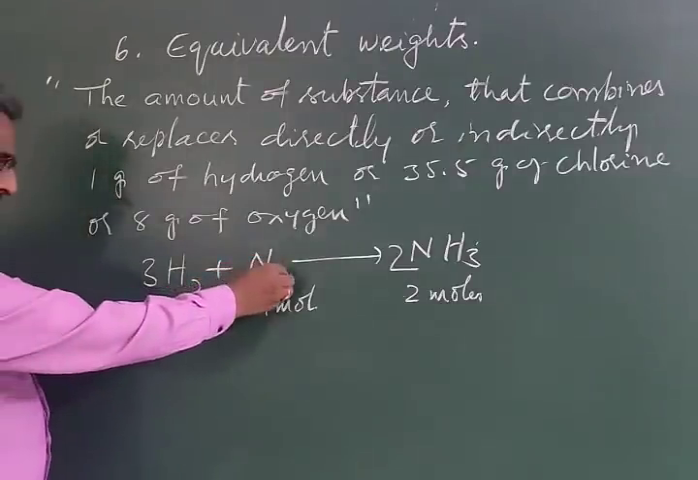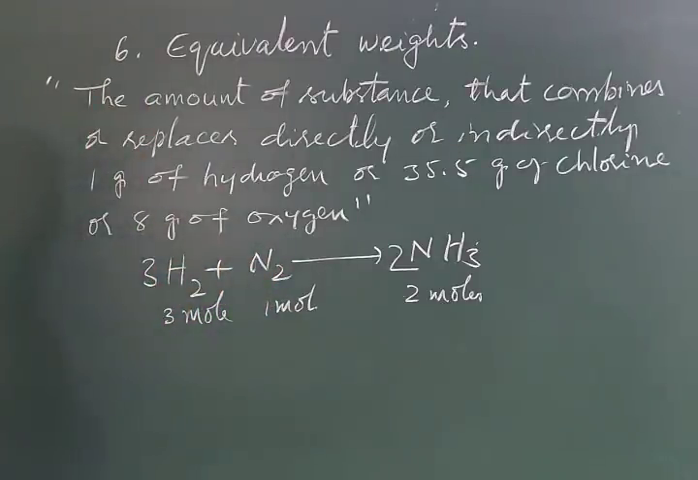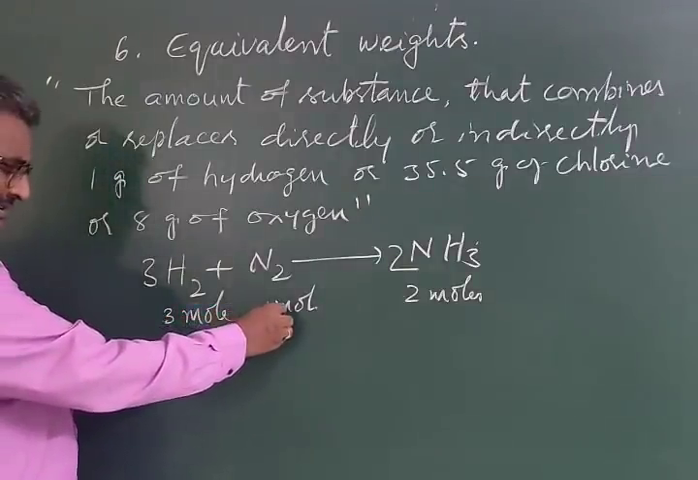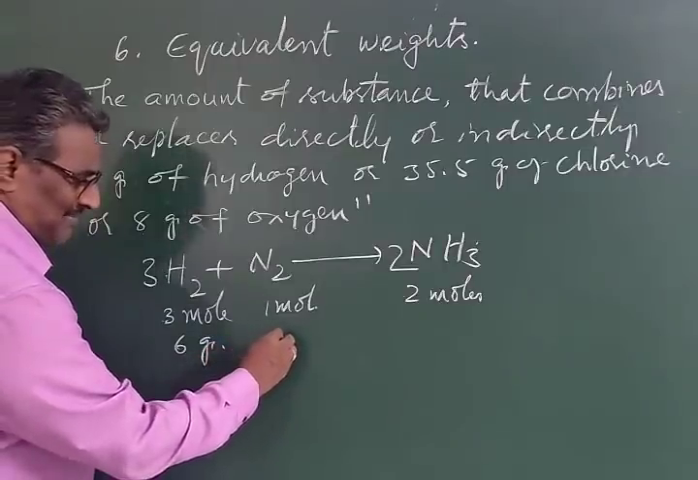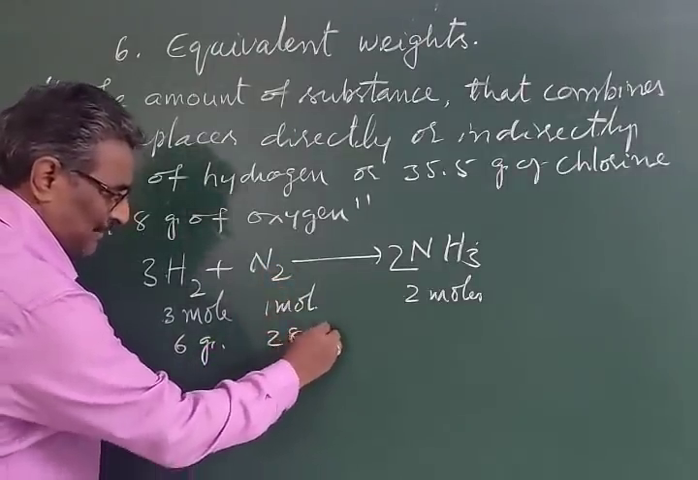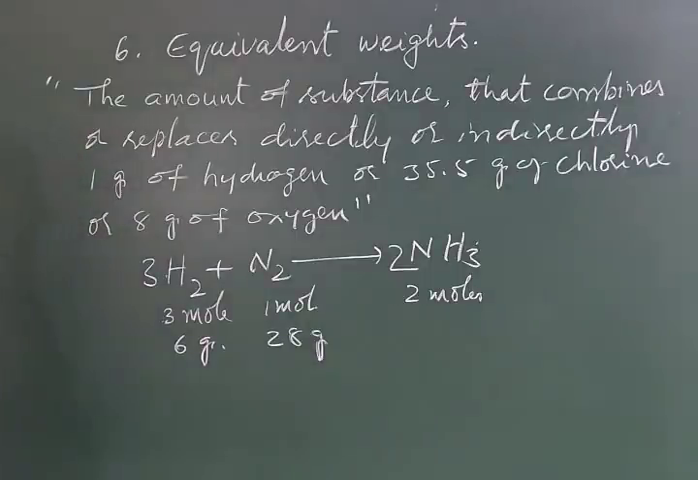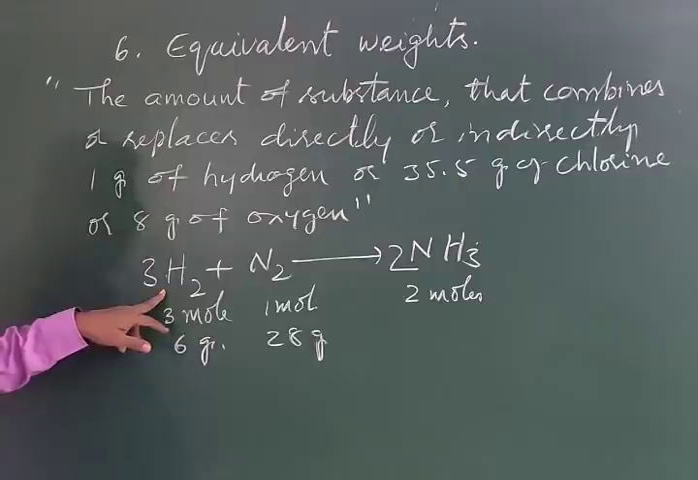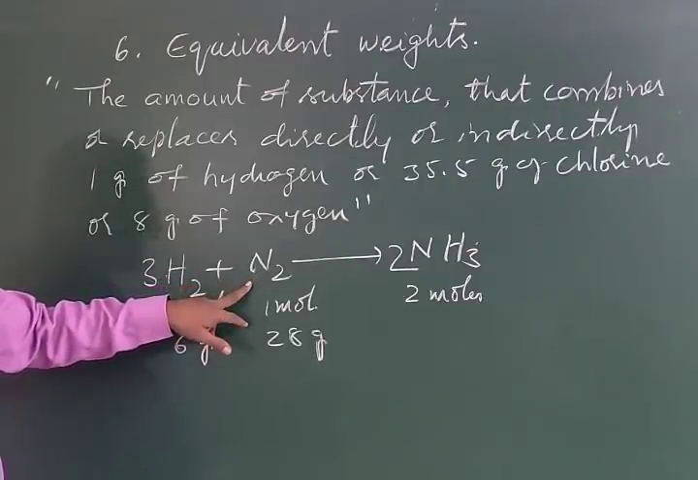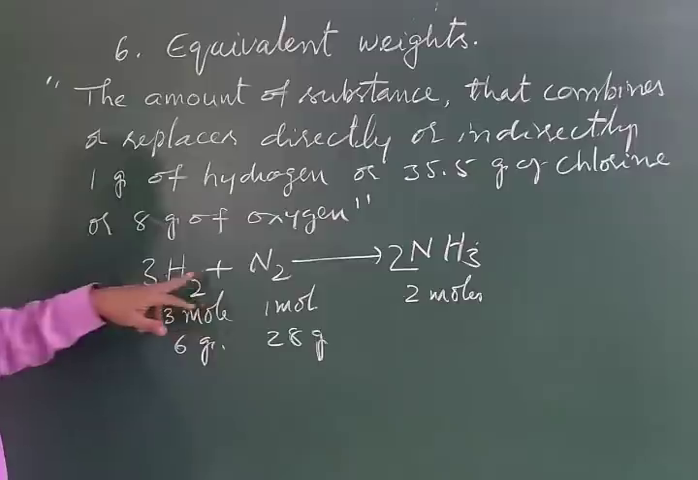How much nitrogen combines with 1 gram of hydrogen? Here, according to the mole ratio, we know that 3 moles, that is 6 grams of hydrogen combines with 28 grams of nitrogen to form ammonia. In the formation of ammonia, nitrogen combines with hydrogen. What is the combining capacity of nitrogen here? Combining ability of nitrogen with hydrogen?